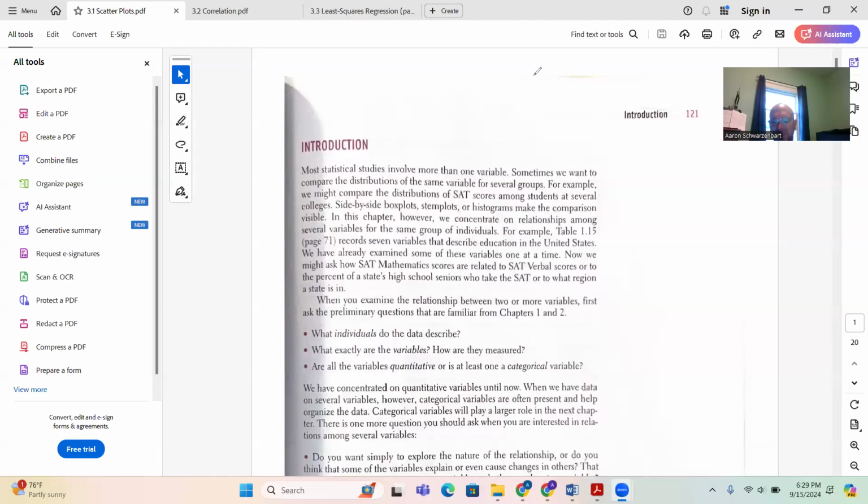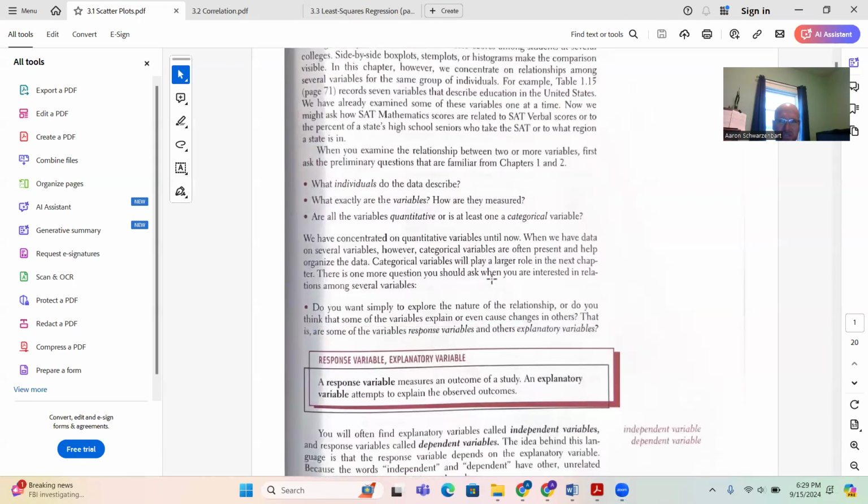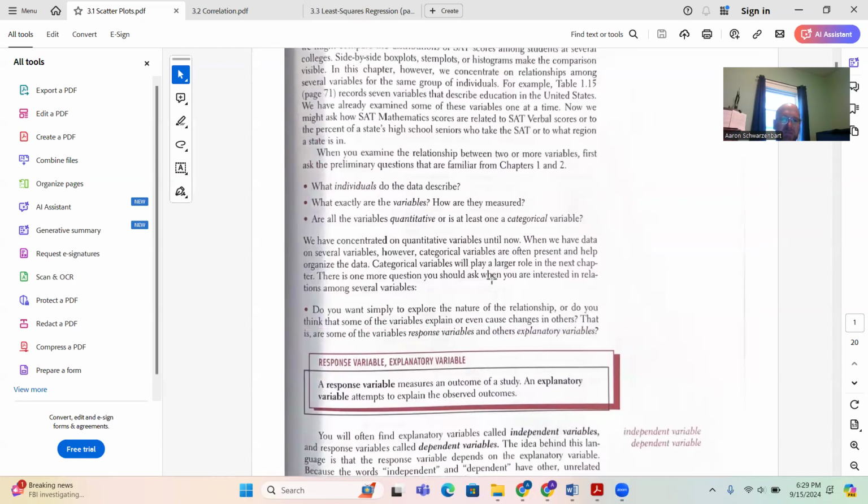Okay, this lesson is going to be 3.1, 3.2, and the beginning of 3.3. 3.1 is about scatterplots. You guys have all made scatterplots before. I trust you can make them, but there's a few new things we need to talk about.